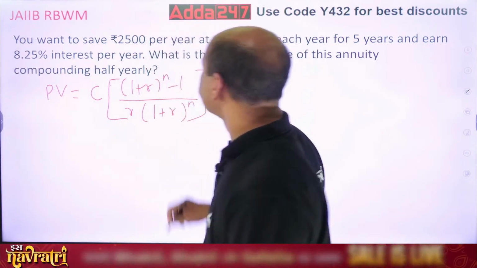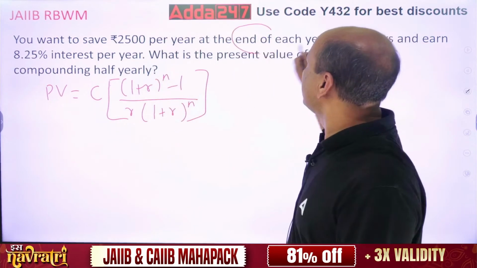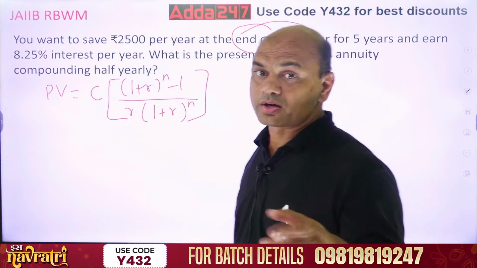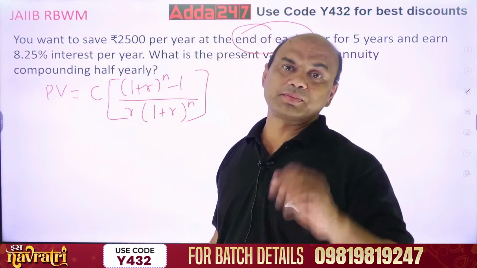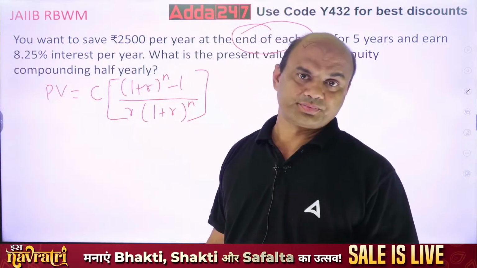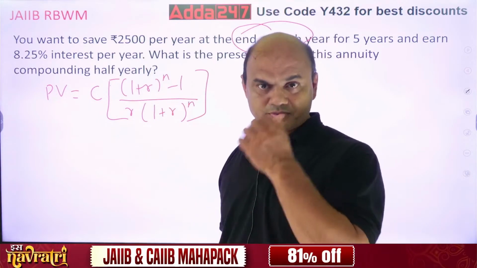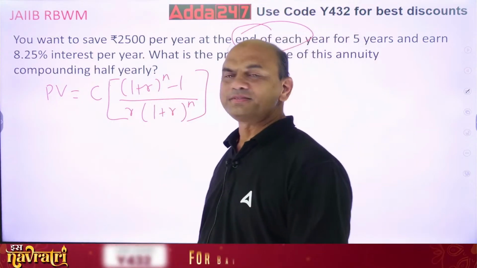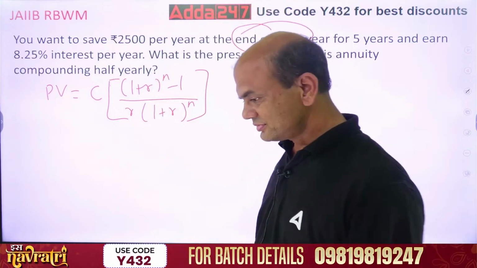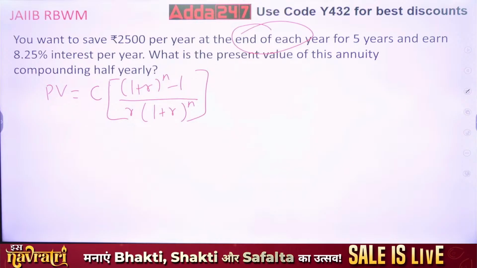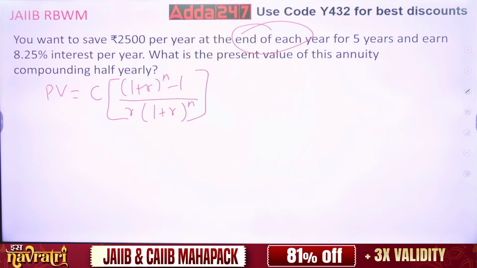See this. Now specifically it's mentioned at the end of each year. At the end of each year means what is this annuity? Just type in the comment section. Is it ordinary annuity or is it due? Type in the comment section. Let me see how many of you are typing it correctly. Ordinary or due?